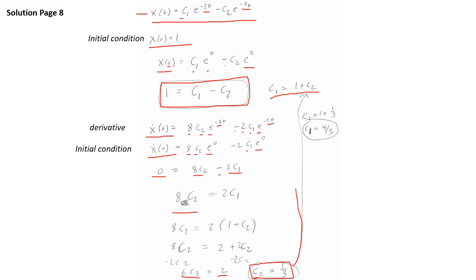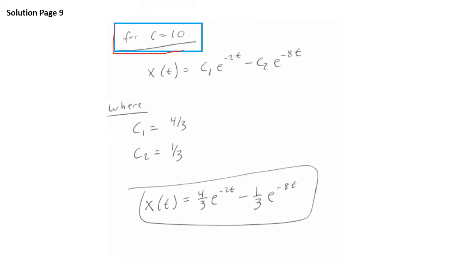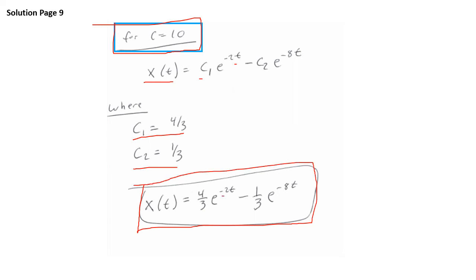So we can take that value and plug it back up into this expression, now that we have a c2 value, and we can get c1. So c1 is equal to 1 plus that 1/3, so c1 is equal to 4/3. So now we have c2 is equal to 1/3 and c1 is equal to 4/3 from using our initial conditions. For c equal to 10, we go back up to our general expression, x of t is equal to c1 e to the negative 2t minus c2 e to the negative 8t. Plug in our values for c1 and c2, and we now have the expression x of t is equal to 4/3 e to the negative 2t minus 1/3 e to the negative 8t.